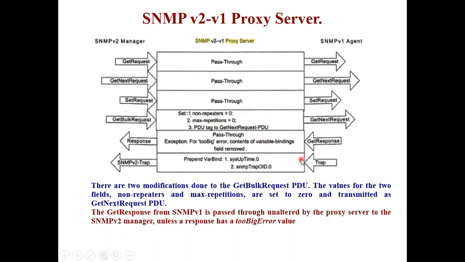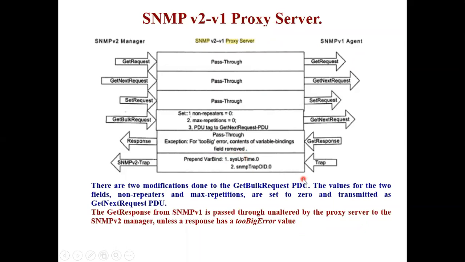The get response from SNMP version 1 is passed through unaltered by the proxy server. But suppose the message is very big, the response is very big. So if the response is very big, I will write a tooBig error value. So for the tooBig error exception, the contents of the variable binding fields are removed over here.